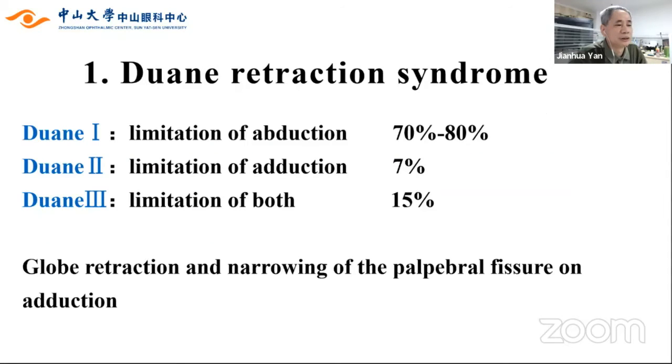Yeah, we all know it's Duane retraction syndrome. This is type 1 Duane syndrome, with limitation of abduction. Most of them are type 1. Type 2 is the limitation of adduction. And type 3 is the limitation of both adduction and abduction. All three types have globe retraction and narrowing of the palpebral fissure on adduction.